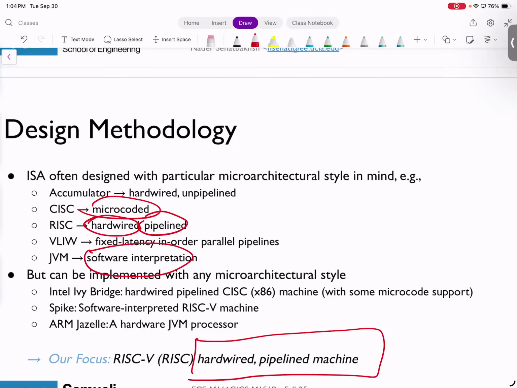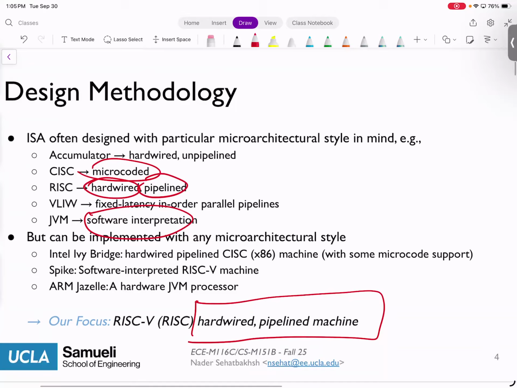And then you can also mix and match. So, for example, for RISC, you don't necessarily need a hardwired design. Sometimes you can also have microcoded designs with RISC as well. And again, these things make more sense as we move forward and actually explain the design. Just keep in mind that we are focusing on hardwired pipelined designs.